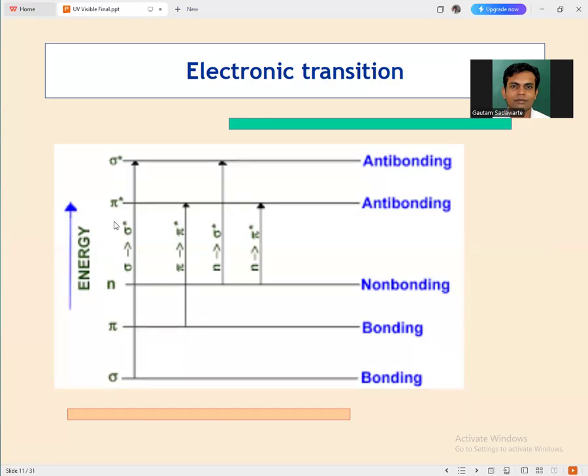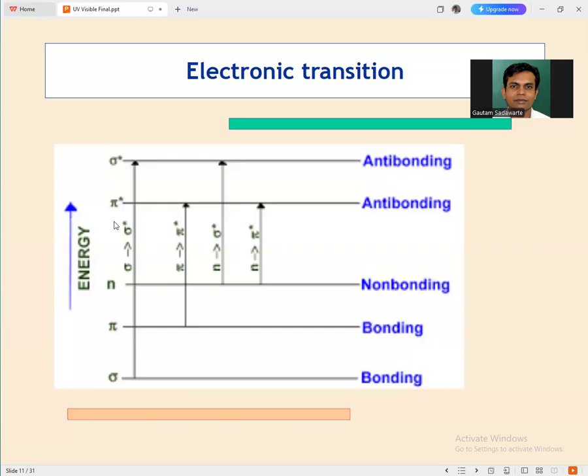Next one is pi to pi star. The compounds which contain a pi bond undergo pi to pi star transitions. Examples are carbonyl compounds, C double bond O, as well as C double bond C.